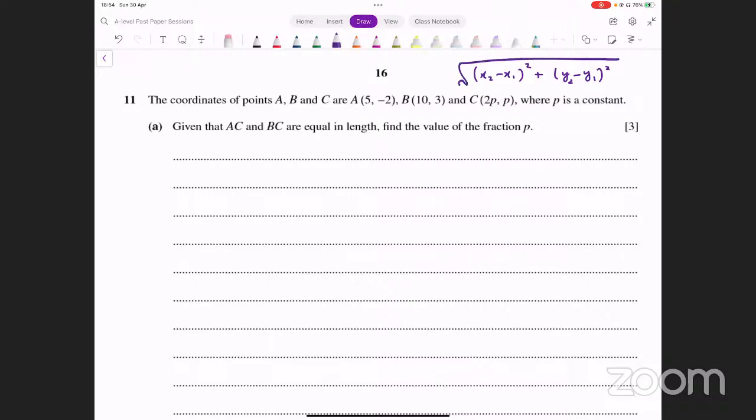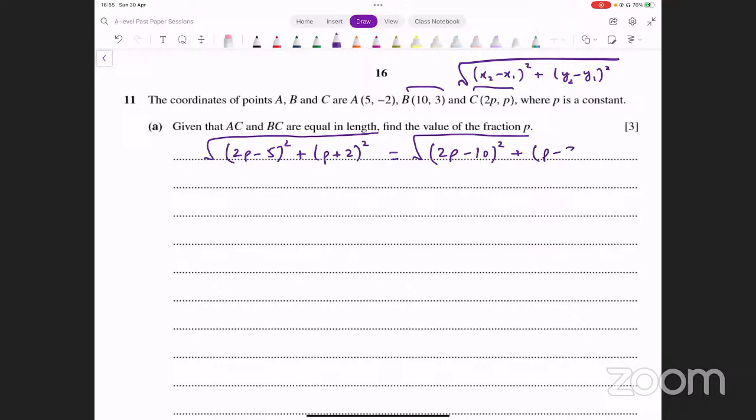Now let's use this distance formula to find the value of P. Acha. Square root of distance AC. अभी हम A और C को देख रहे हैं. ये point और ये point. So we can say 2P minus 5, x2 minus x1, plus P minus minus 2, that's going to become P plus 2 whole squared. This पूरे का square root is equal to the length BC. So now we're talking about B and C. That's going to be square root of 2P minus 10 whole squared plus P minus 3 whole squared.